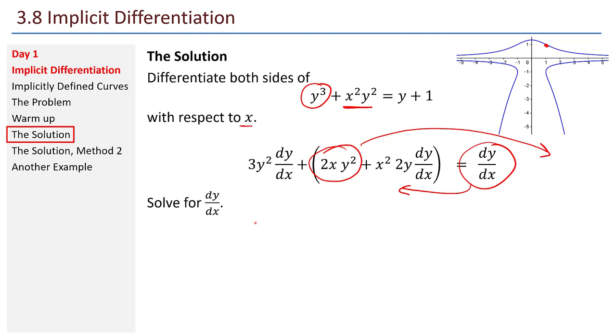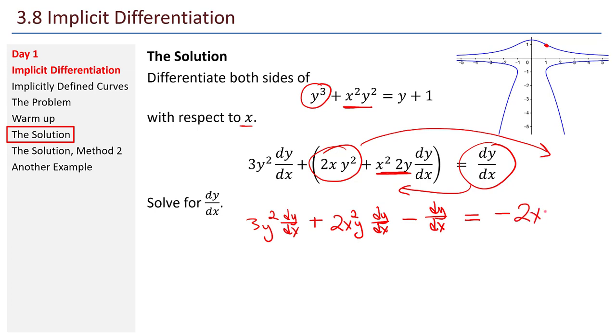So we should end up with 3y squared dy dx plus, and I'll just neaten that up a little bit, we'll call that 2x squared y dy dx minus dy dx. So that's what I get from pulling over that term on the right to the left. And now, this 2xy squared, that got put onto the right side, so now it's negative 2x y squared. Now that all of my terms with dy dx in them are on the left, I can factor out dy dx.